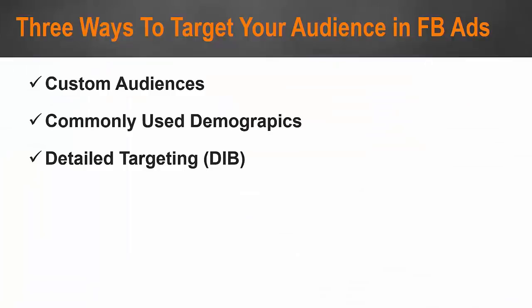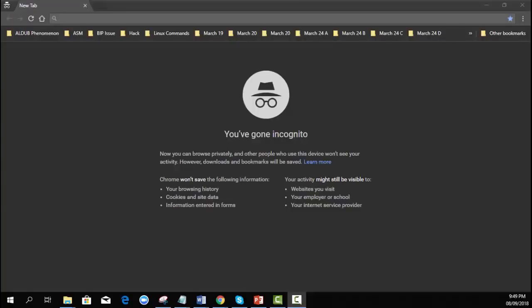So again, in summary, you have three options. You can use custom audiences, commonly used demographics, and detailed targeting. Of these three, the most effective and the most laser focused targeting is the custom audience, specifically the customer file. If you don't have a customer file yet, you can create one by manually creating the file. If nobody has purchased from you before and you are starting from zero, then you can use the commonly used demographics and detailed targeting.